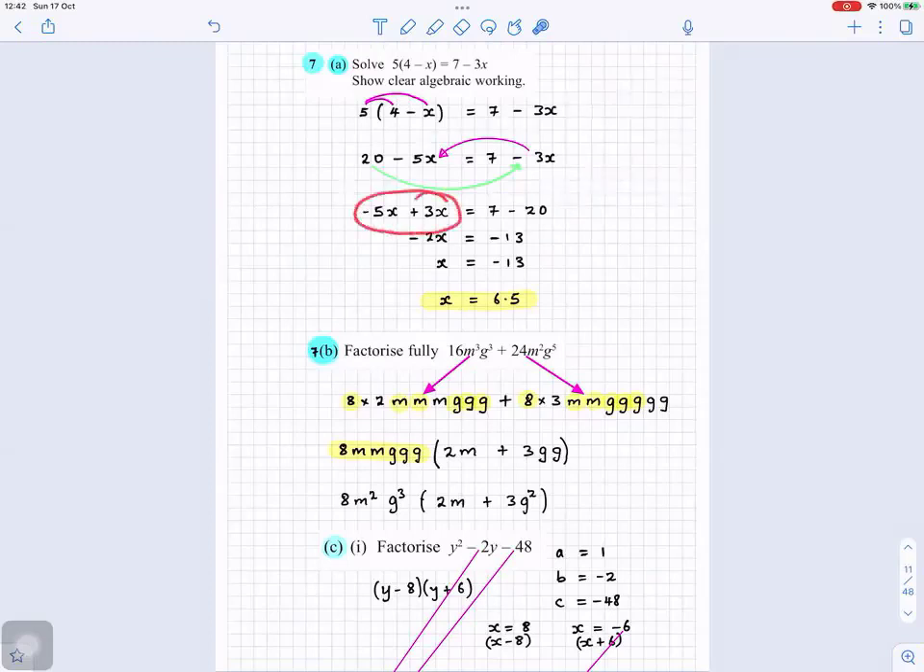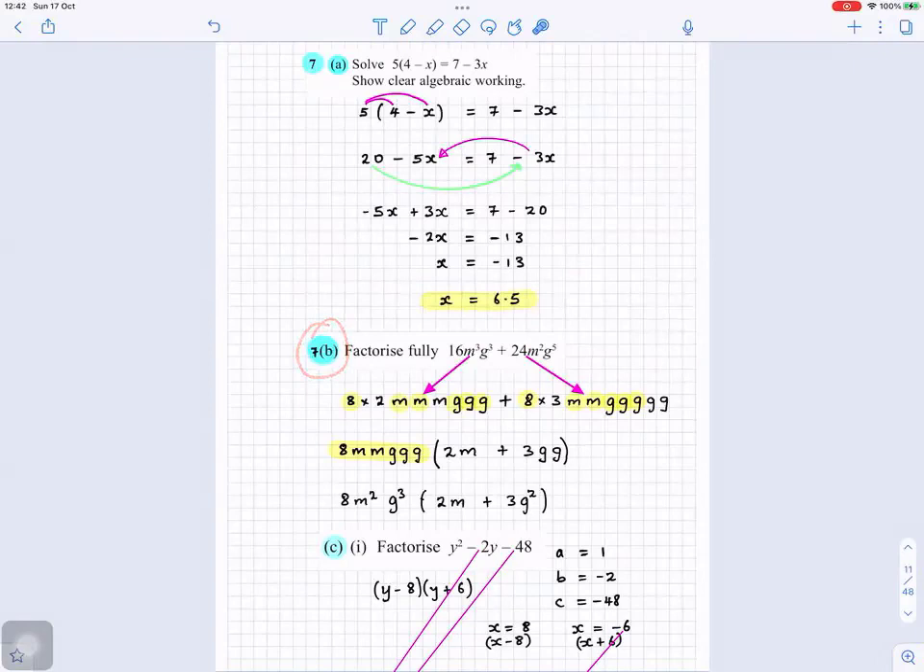Minus 5 plus 3 is minus 2. 7 minus 20 is minus 13. You divide by minus 2. x is minus 13 divided by minus 2. It gives you 6.5.